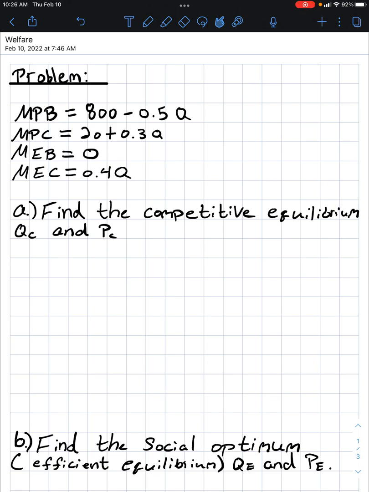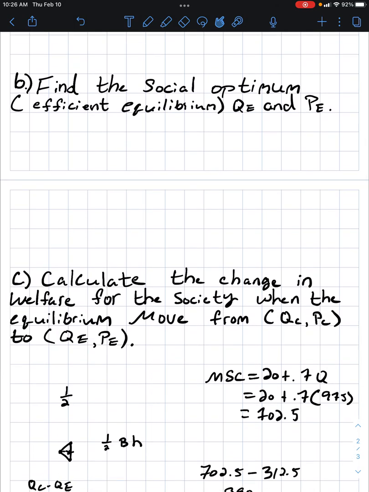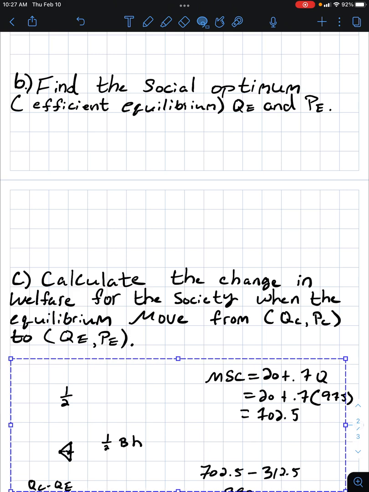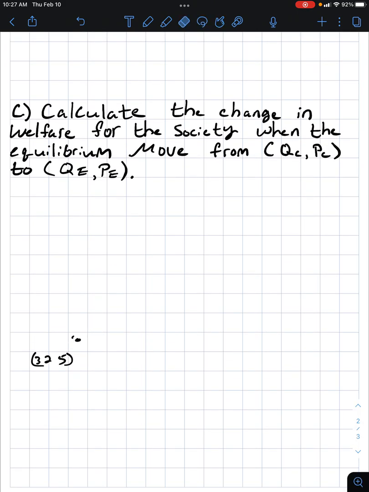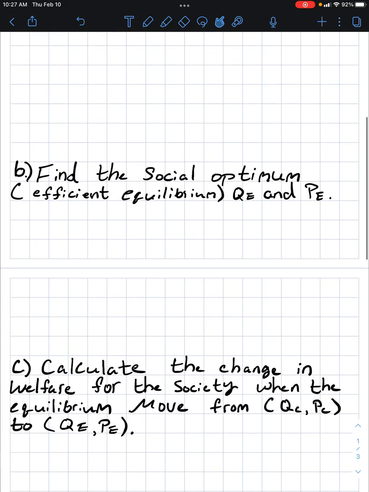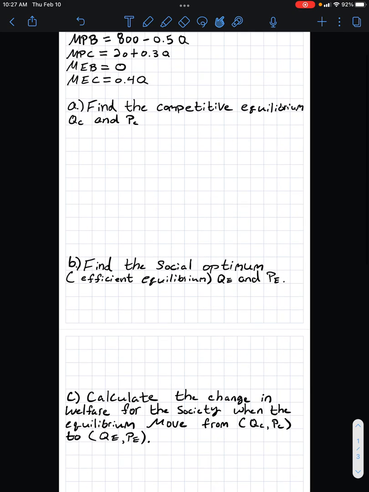Part A. Find the competitive equilibrium QC and PC. Part B. Find the social optimum efficient equilibrium QE and PE. And Part C. Calculate the change in welfare for the society when the equilibrium moved from QC, PC to QE, PE. Now pause this video, take a few minutes, and solve this problem.